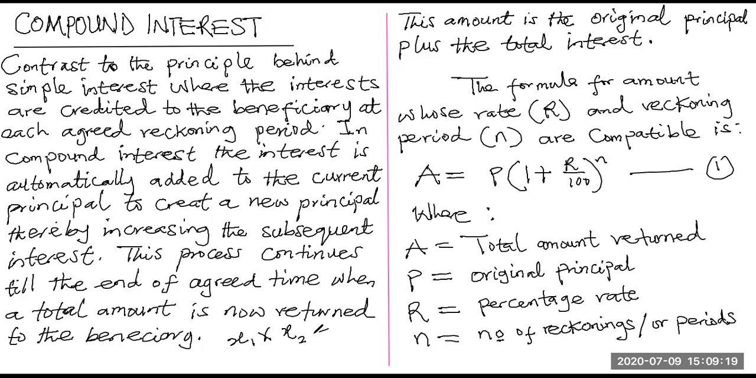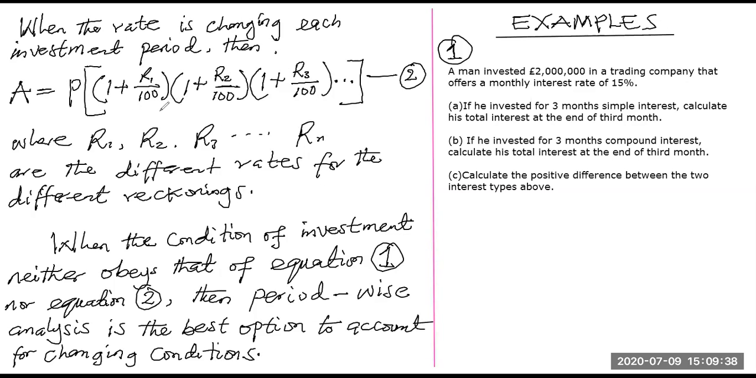So also, if the rate is changing, it implies that this expression will be used differently for different periods. That means you're going to have rate 1 for the first one, 1 plus R1 over 100 for the first year in solving. So when the rate is changing, this is what you're going to have. Instead of one expression raised to power N, you now have the expression multiplied with different rates: R1 for the first reckoning, R2 for the second reckoning, R3 for the third reckoning, and so on.